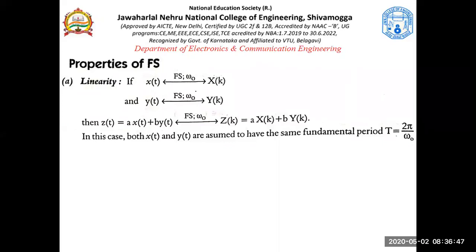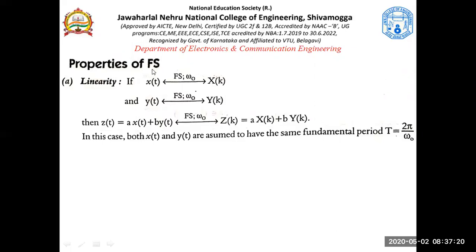So first property is linearity property. Now, in linearity, if we have to say a transform is linear, we need to have two signals first. That's why we have taken x of t and y of t. And if you see the Fourier series coefficients of these, they will be x of k and y of k. Understand?